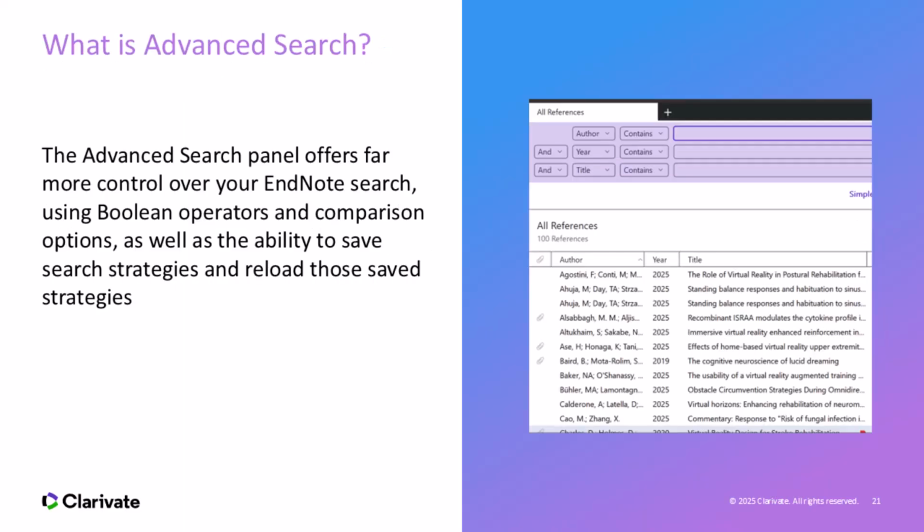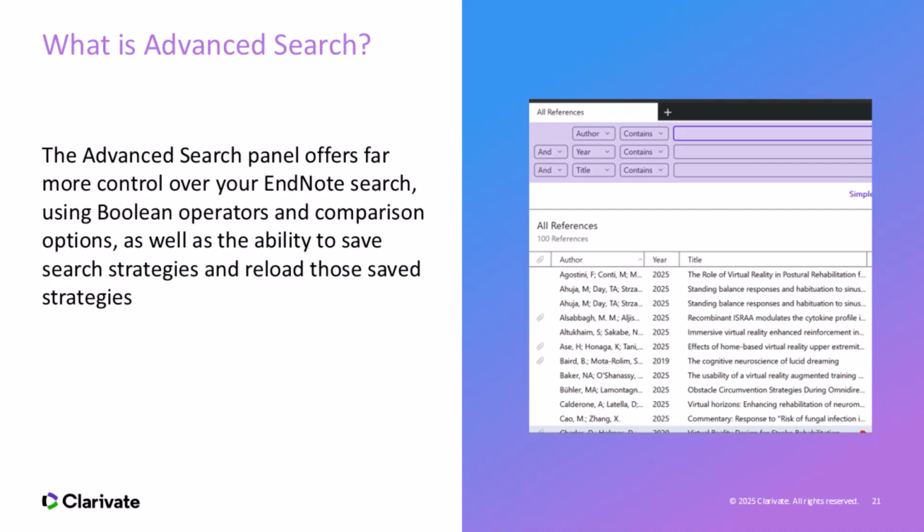While Simple Search is great for quick lookups, Advanced Search in EndNote 2025 gives you much more control over how and where you're searching. With Advanced Search, you can build multi-line search queries using specific fields like author, year, or journal title, and combine them with Boolean operators such as AND, OR, and NOT. You can also apply comparison rules to filter by things like dates, partial matches, or word placement within a field.